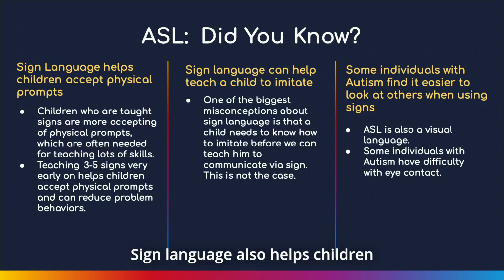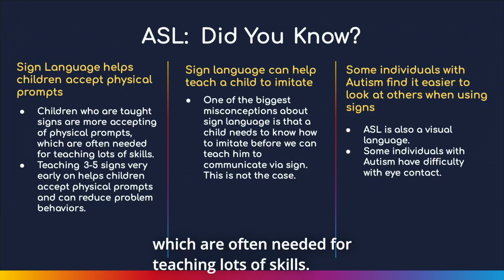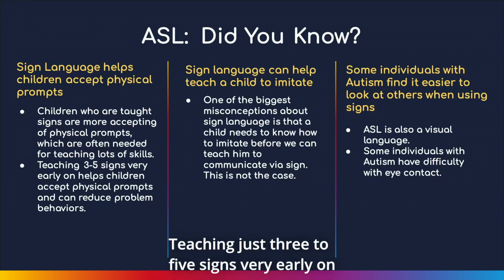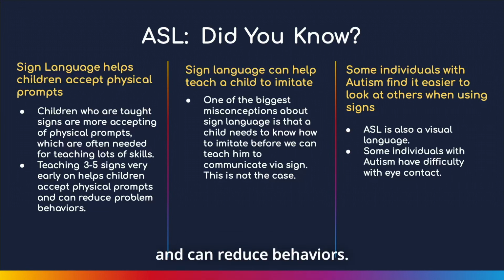Sign language also helps children accept physical prompts. So children who are taught signs are more accepting of physical prompts, which are often needed for teaching lots of skills. Teaching just 3 to 5 signs very early on helps children accept these physical prompts and can reduce behaviors.